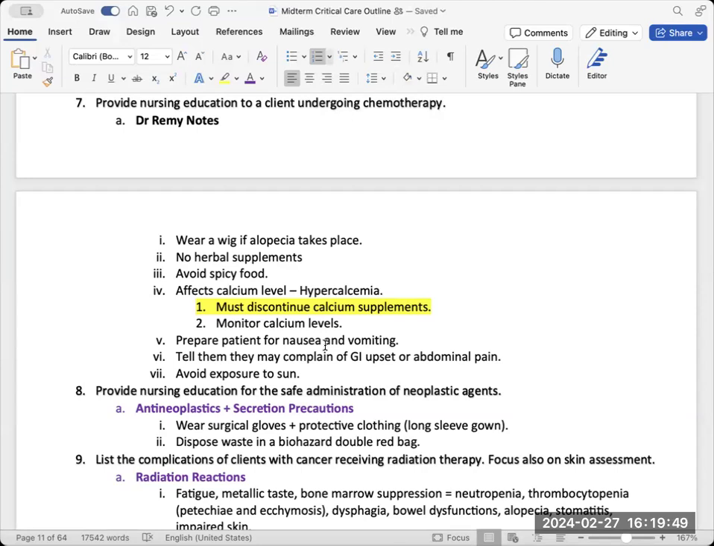So those are just some interventions that Dr. Remy mentioned. Is there anything else that anybody wants to add? Okay. So like I said, these are the different types of education that we can give. The wigs, no herbal supplements, avoid spicy foods, avoid sun exposure, tell them about the GI upset, prepare them for nausea and vomiting, and make sure we watch out for those calcium levels because they can have hypercalcemia.